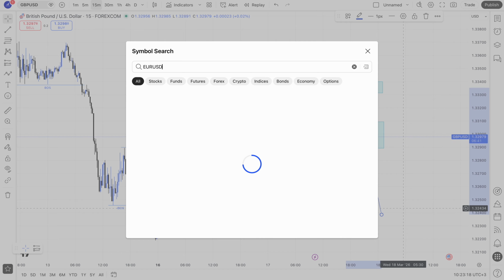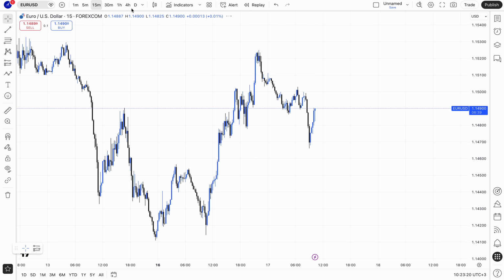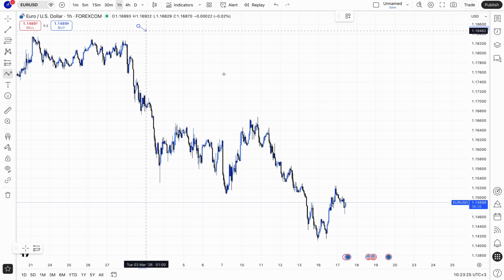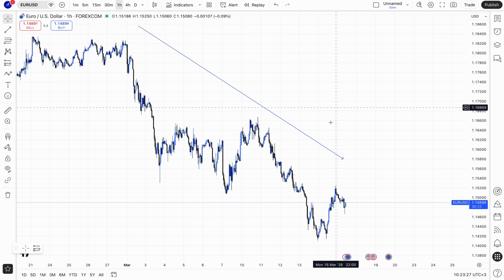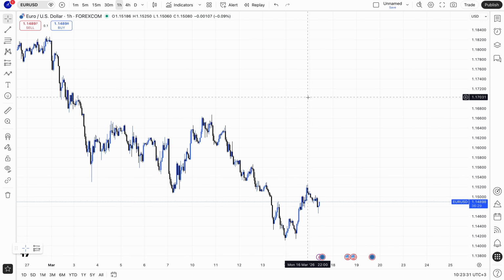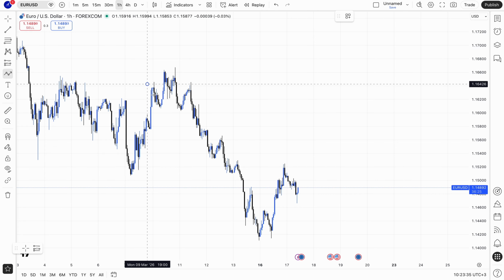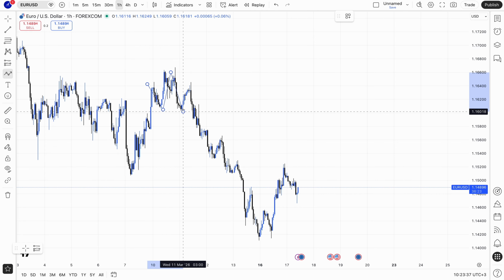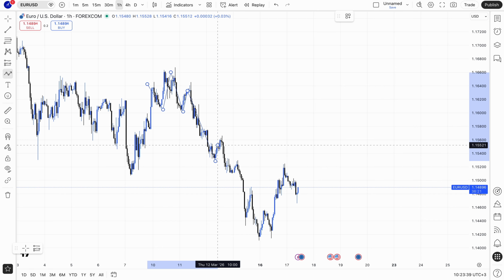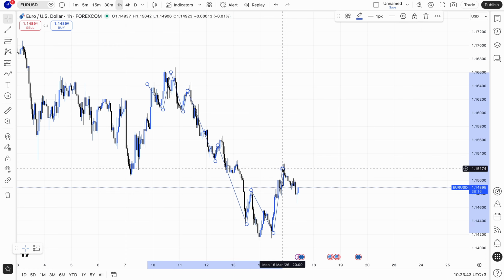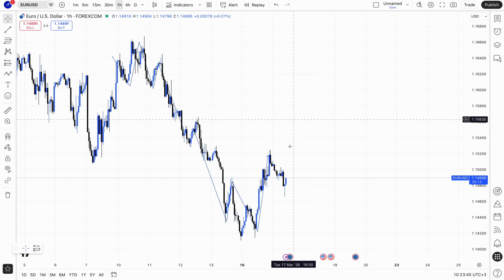Then Euro USD, same thing always, market structure, and clearly you can see the market is moving down, so we're looking for sells. If you see here, we had our change of character to the downside, break of structure to the upside, then break of structure, then a change of character to the upside. That means external structure is bullish.